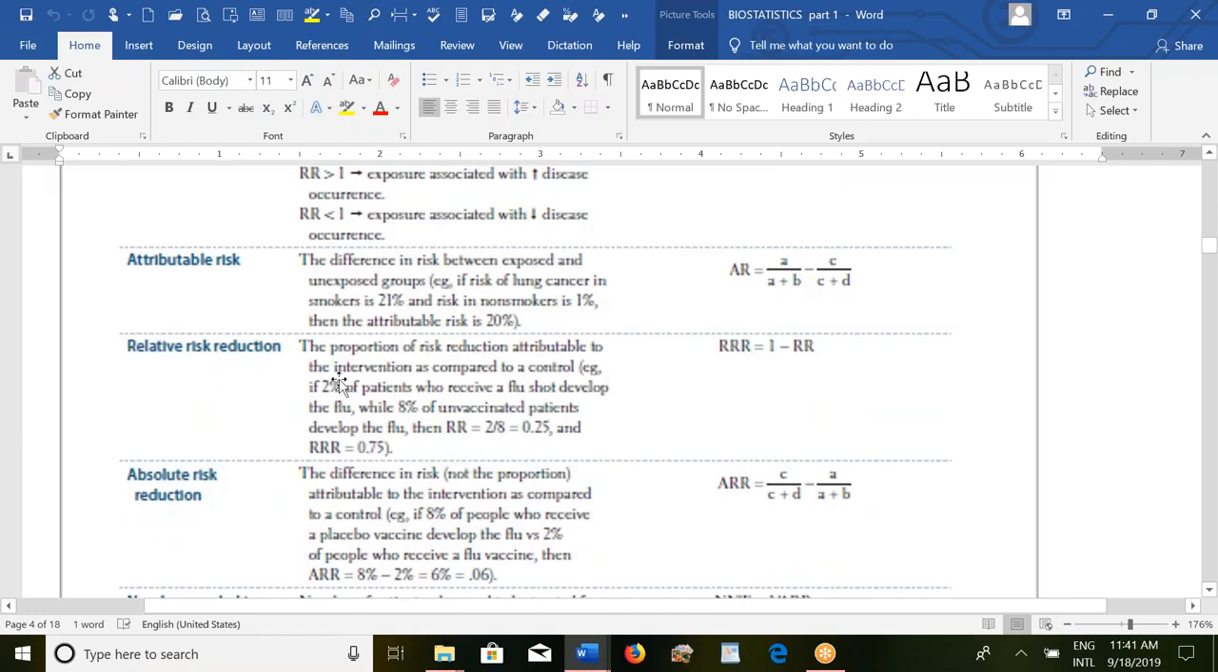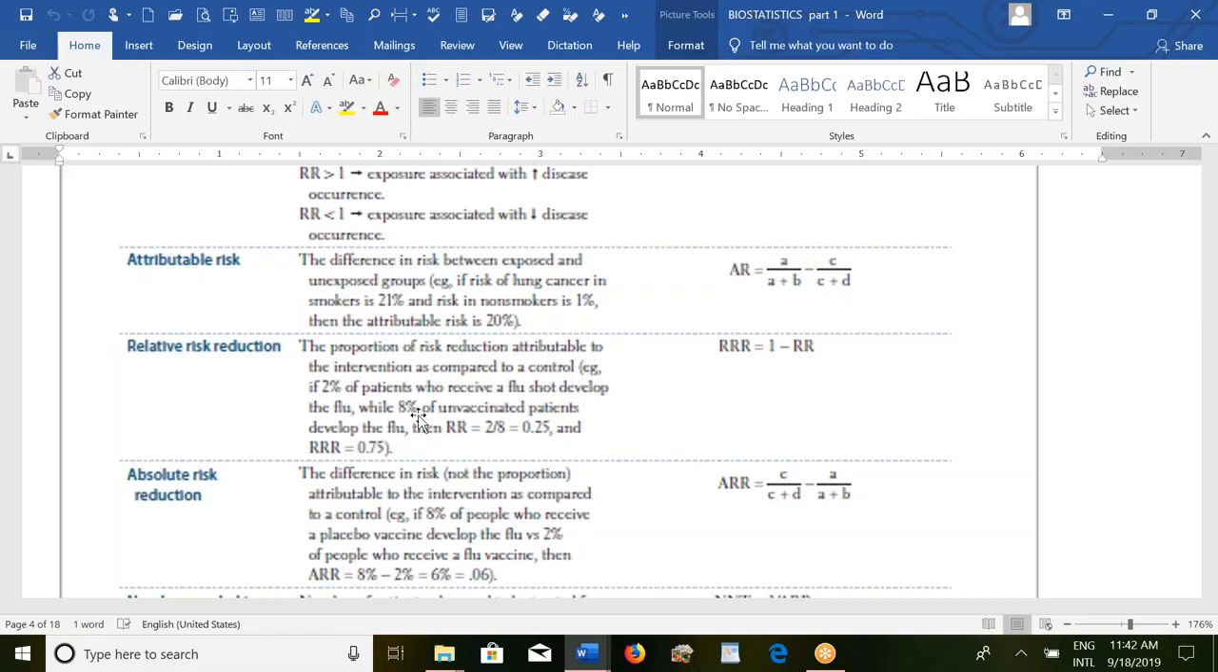Then what is relative risk reduction? The proportion of risk reduction attributable to the intervention as compared to a control. Control is the one where we didn't offer any intervention. So if 2% of the patients who receive a flu shot develop flu, while 8% of the patients who didn't receive vaccination develop flu, then what is the relative risk reduction? 2 divided by 8 is 0.25, so the relative risk reduction is equal to 0.75 or 75%.